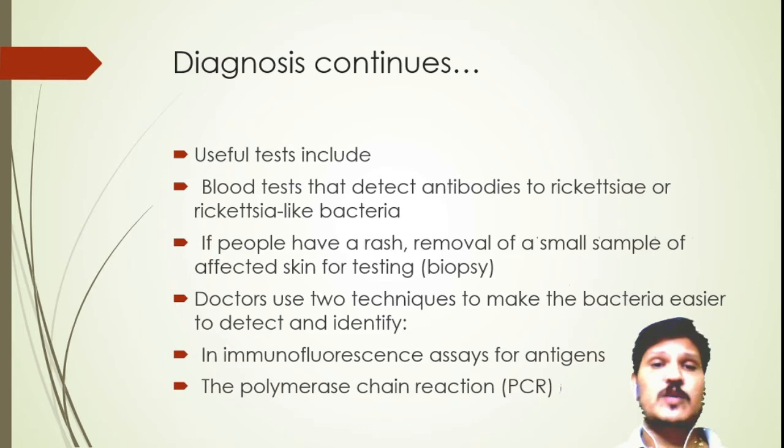Useful tests include blood tests that detect antibodies to rickettsia or rickettsia-like bacteria. If people have a rash, a small sample of affected skin is removed as a biopsy at the site of infection. Doctors use two techniques to make the bacteria easier to detect and identify: immunofluorescence assay for antigens and the polymerase chain reaction. These are the two important methods for laboratory diagnosis of rickettsial infection: PCR and immunofluorescence assays for the rickettsial antigens.